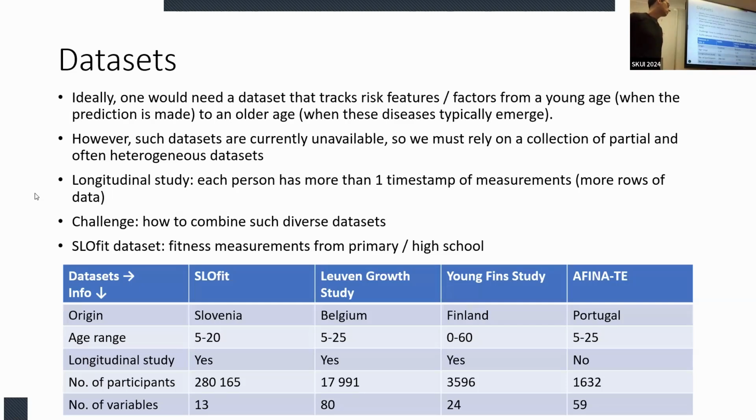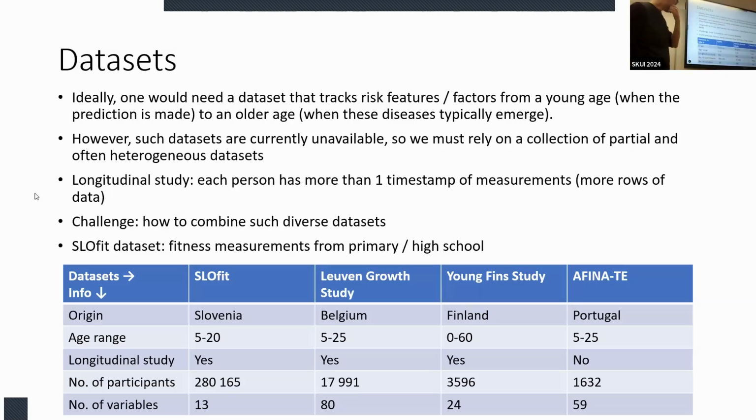So in this version of the paper, we have 4 data sets. One is Slowfit, one is from Belgium, the third one is from Finland, and the fourth one is from Portugal. Now the Slowfit data set, you might remember, because in primary schools and high schools, we needed to do some tests, like run 60 meters, run 600 meters, jump as far as you can, and so on. And we actually use this data. It's also from the high school. So this is the Slowfit data set.